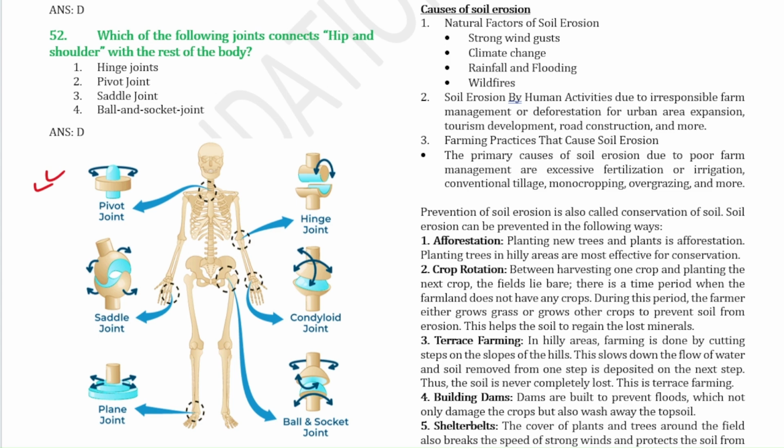And then to prevent the soil erosion, these are some of the following steps. Afforestation, crop rotation, terrace farming, building dams, shelter belts. Afforestation means planting of new trees is called as afforestation.